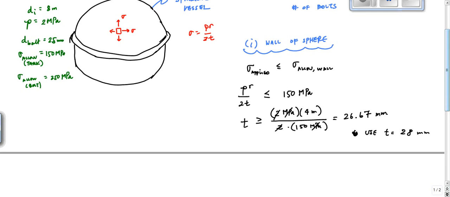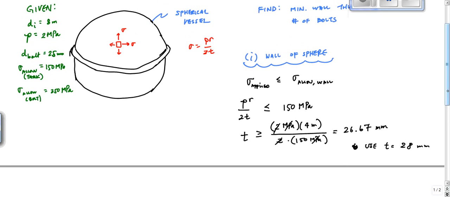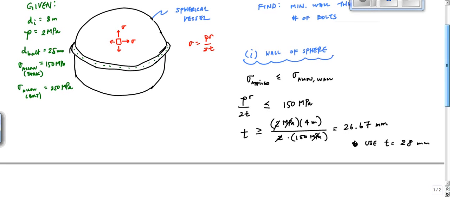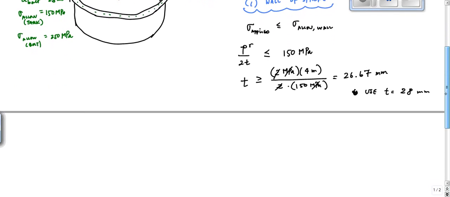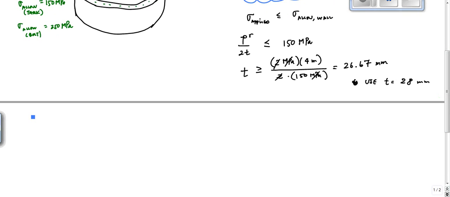Now for the bolts. The bolts go around right here, connecting two hemispheres together. So if I look at the cross section of my sphere, I now want to look at the bolts connecting the two hemispheres.